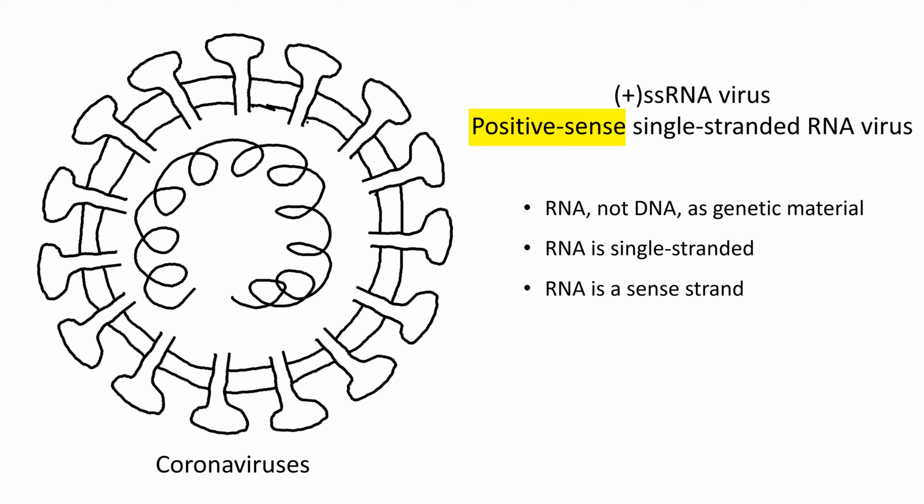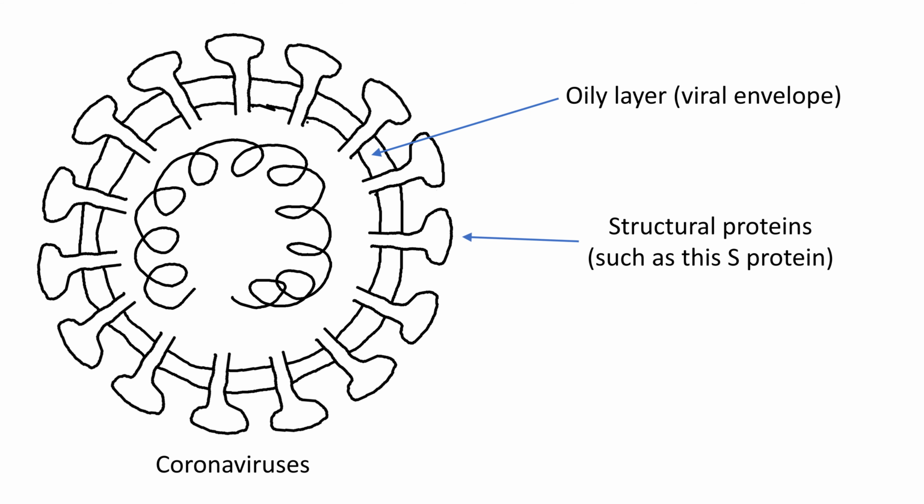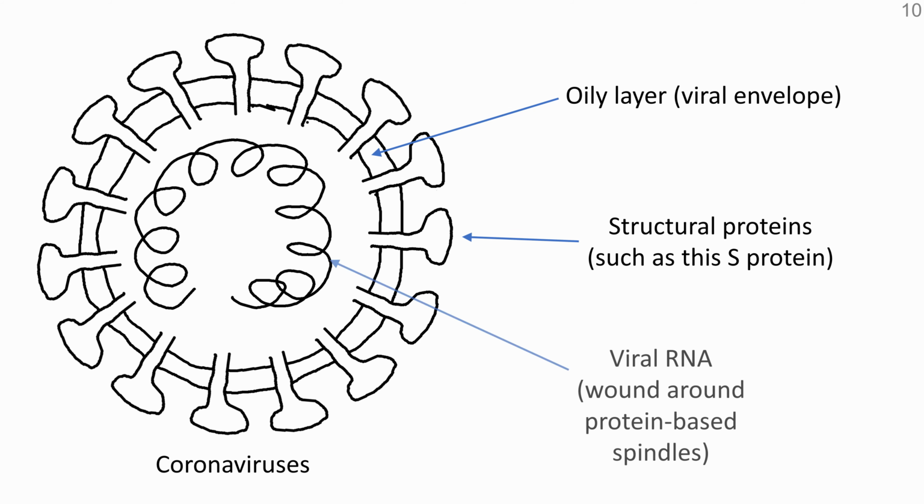The RNA is also a coding strand, a sense strand, as opposed to an antisense strand that wouldn't meaningfully be translatable into proteins right away. The exterior of each coronavirus is made out of an oily layer similar to the membrane of a cell. This layer has a number of proteins embedded in it, including the S protein that gives the virus its distinctive shape. Inside the membrane is the viral RNA wound around protein-based spindles.